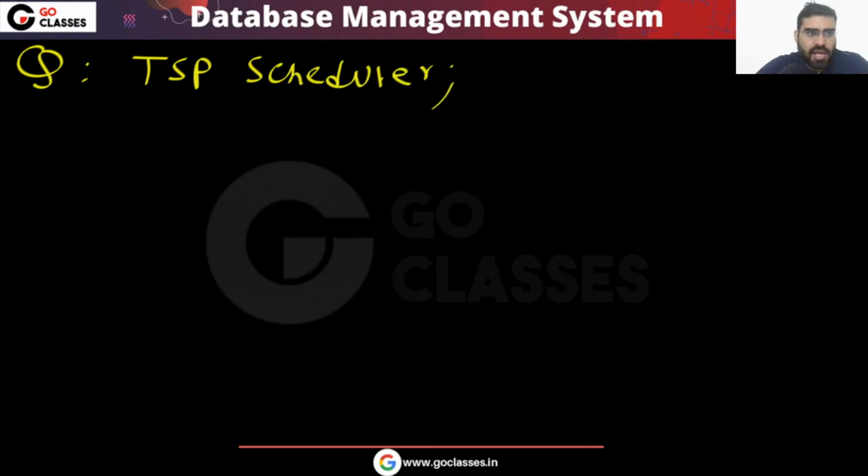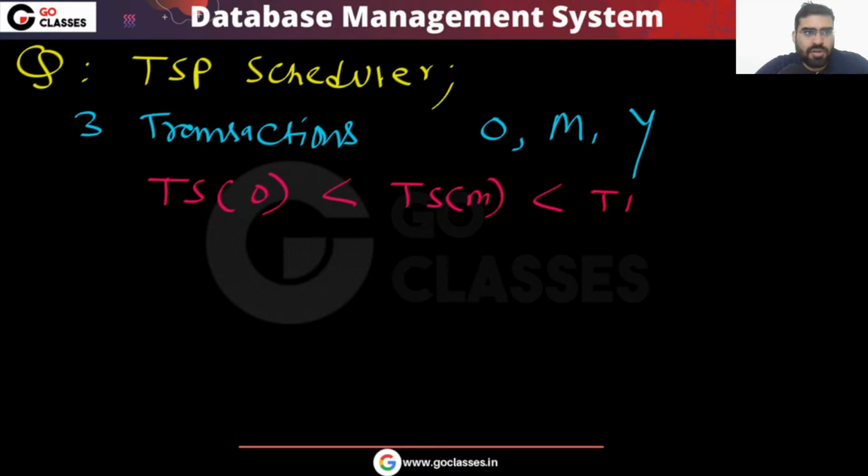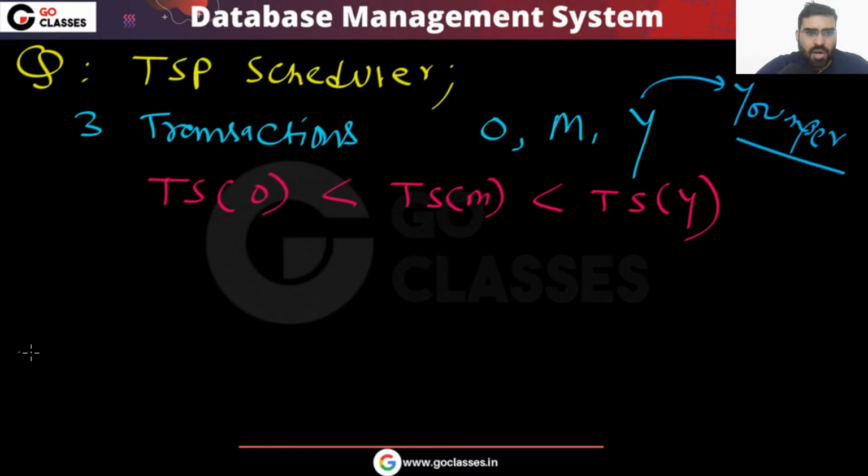Let's assume that there are three transactions. One is older, one is middle, and one is younger. The timestamp of older is less than the timestamp of middle, which is less than the timestamp of younger. This Y is basically the younger. Okay. Now there is a schedule.